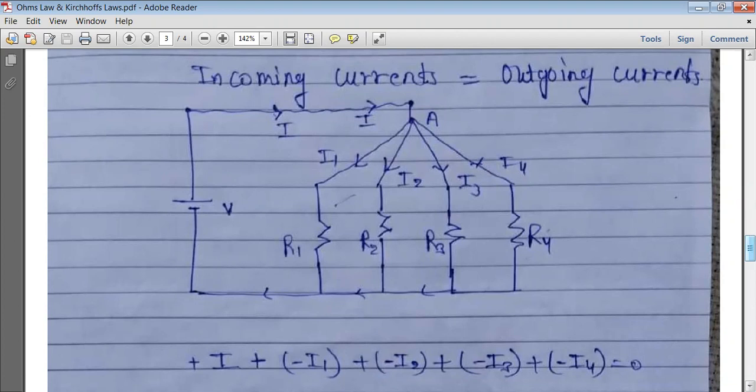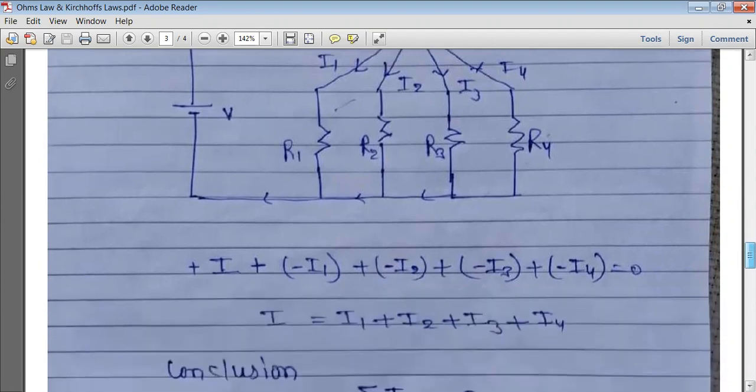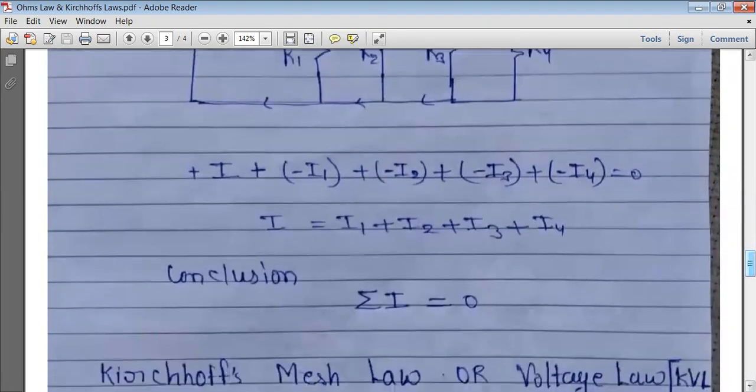In this circuit, we apply Kirchhoff's current law and find the equation I minus I1 minus I2 minus I3 minus I4 equal to 0. That means I equals I1 plus I2 plus I3 plus I4. The summation of I equals 0. That is Kirchhoff's current law.